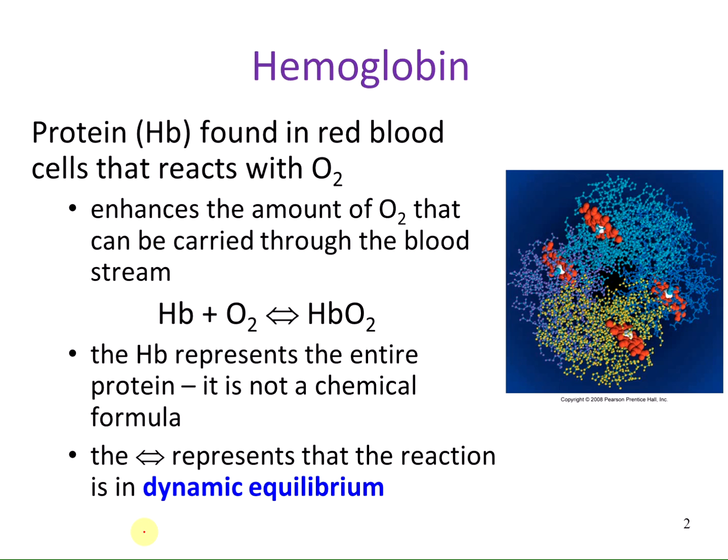So I'd like to talk to you about another chemical equilibrium, and that's the binding of oxygen to the hemoglobin in your blood. So the protein hemoglobin, we're going to abbreviate that HB, is found in red blood cells, and it reacts with O2. And this enhances the amount of O2 that can be carried through the bloodstream. So when the hemoglobin binds the oxygen, it allows the oxygen to be transported to where it needs to be in the body. So remember that HB represents the entire protein, and it's not a chemical formula.